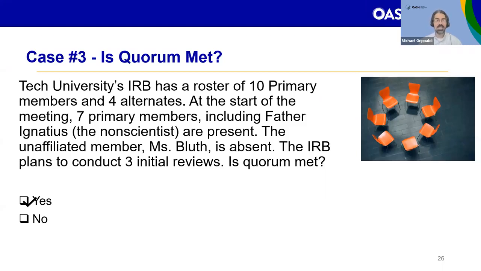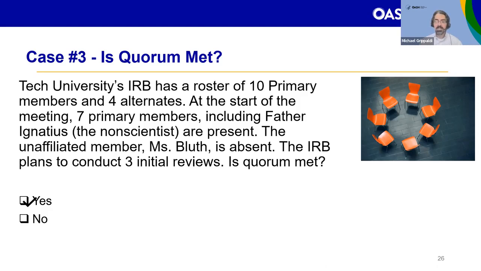So first, let's recall the definition of quorum. It's a majority of the primary voting members and the non-scientist. We are told that there's 10 primary members. So applying our formula for even numbers, 10 divided by 2 equals 5. Then we add 1 to receive a majority, right? We don't need half, we need the majority, and that's 6. And I did the math for you on the previous slide, so hopefully you remembered that. So we need 6 members, and we're told that we have 7 members present. So 7 is greater than 6, we have quorum.